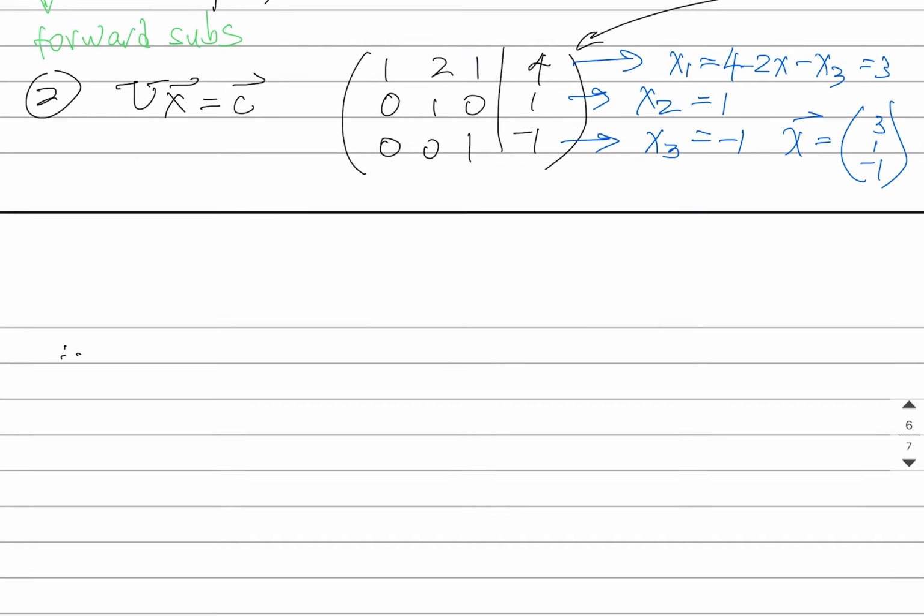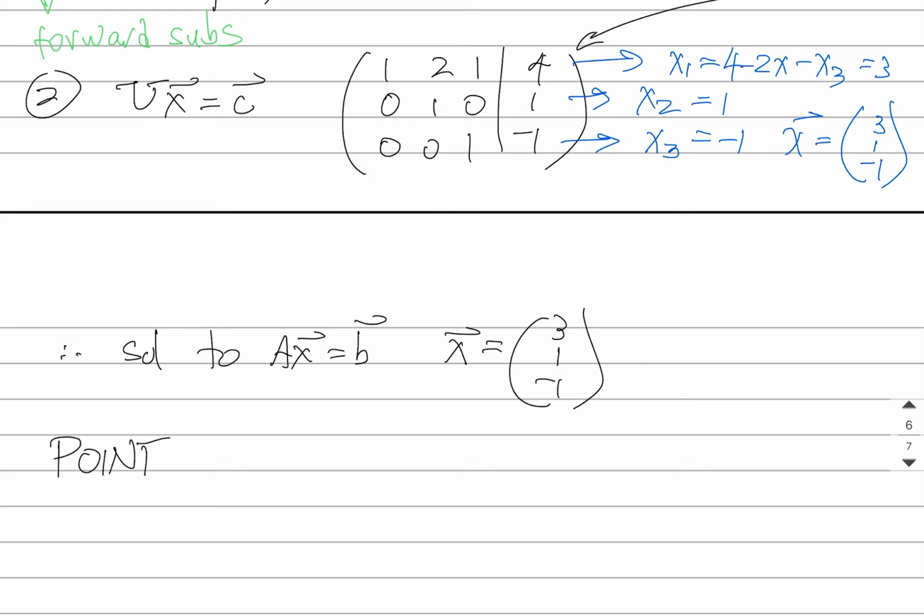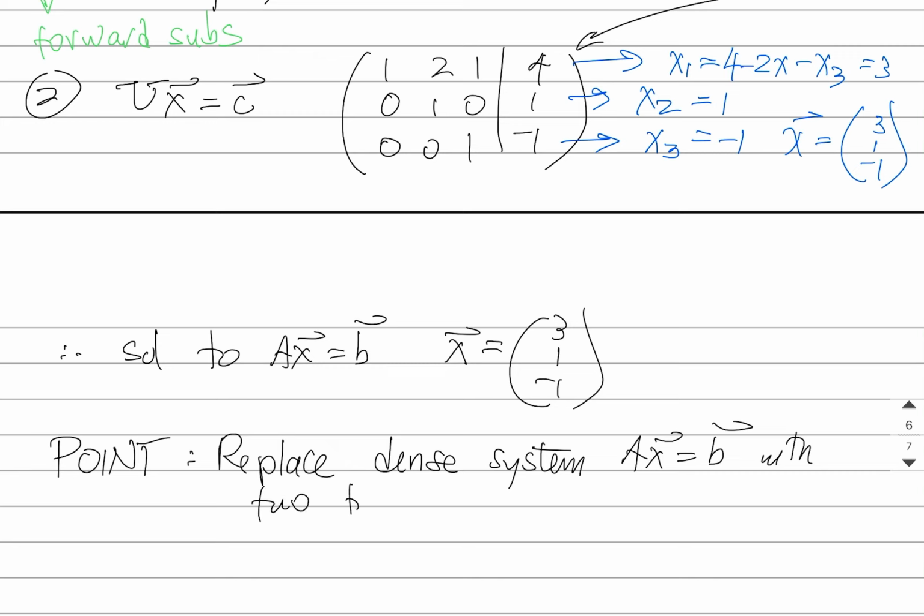And so the solution to Ax = b should be 3, 1, negative 1. And I found it from 2 separate triangular solves. So this is the whole point. We replace a dense system, Ax = b, with 2 triangular systems.